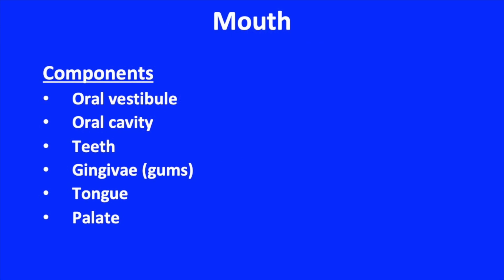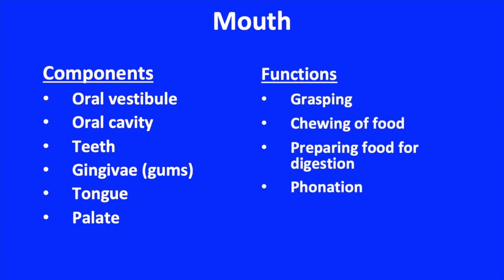We started the discussion by listing the components of the mouth. They include the oral vestibule, the oral cavity proper, the teeth, the gingiva or gums, the tongue, and the palate. And with respect to the functions of the mouth, they're listed here. They include grasping of food, chewing of food, preparing food for digestion, and phonation or speech.